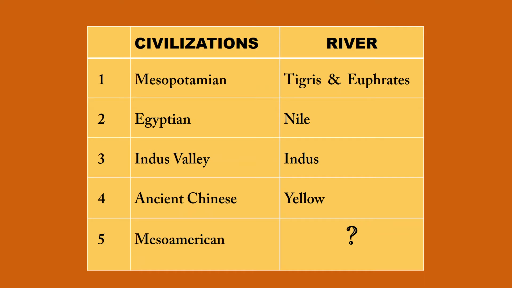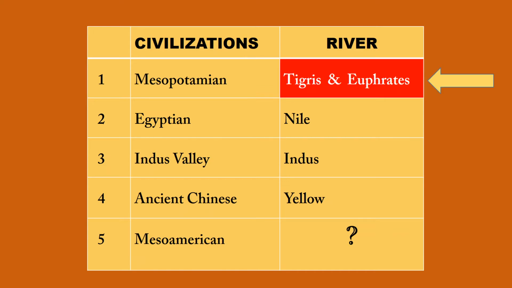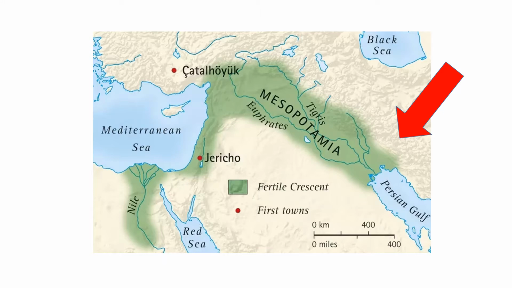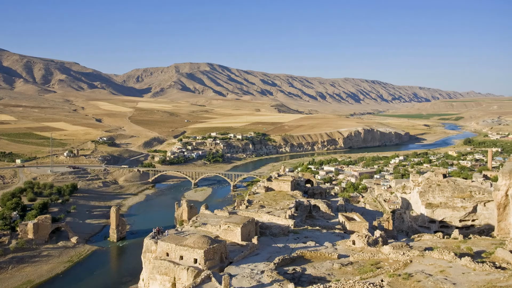Now, let's see the rivers associated with these civilizations. Beginning with Mesopotamia. It was located on the banks of two rivers, the Tigris and the Euphrates. The location of Mesopotamia is shown in the rectangle in the world map. And here you can see the rivers Tigris and Euphrates flowing through the Mesopotamian province to the Persian Gulf. And here is a pic of the river Tigris.